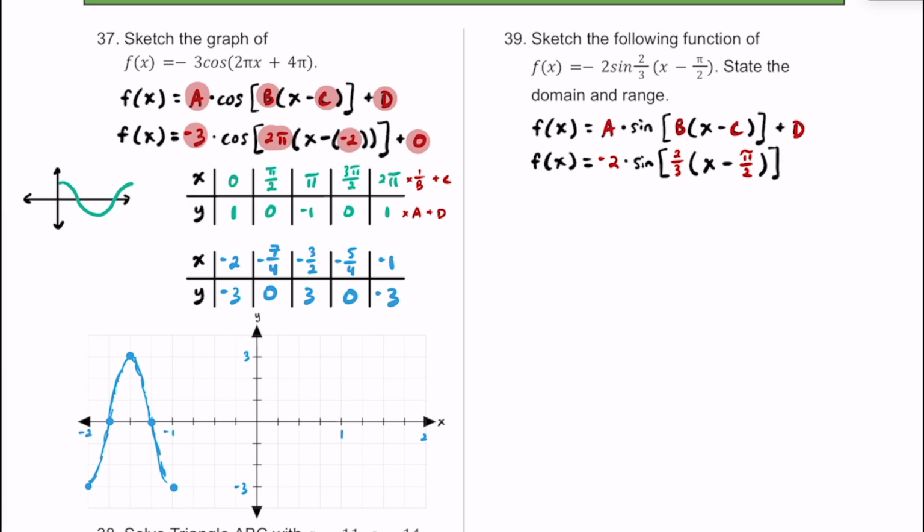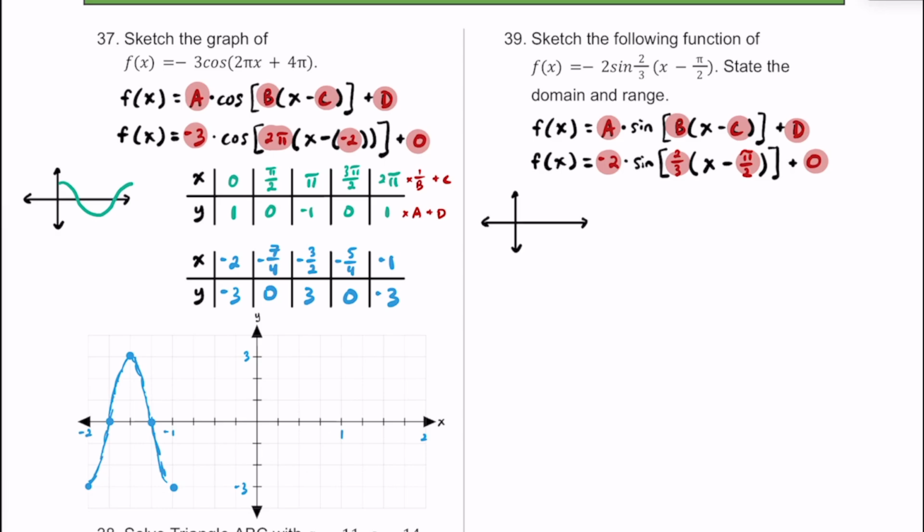And then we're going to go ahead and add d here. In this case, d is also going to be 0 like in number 37 as well. So there's no vertical translation at all. So let's go ahead and use the fact that we know a, b, c, and d to figure out what this graph is going to look like.